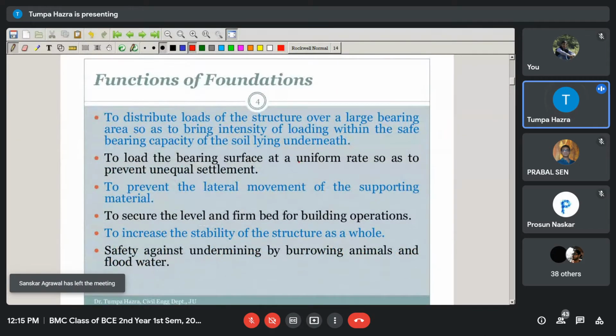So now, what will be the function of the foundations? Okay. What will be the function of the foundations? The first and foremost important function is the reduction of the intensity of the load of the building. Okay. So the function of the foundation therefore is to distribute the load of the structure over a large bearing area.